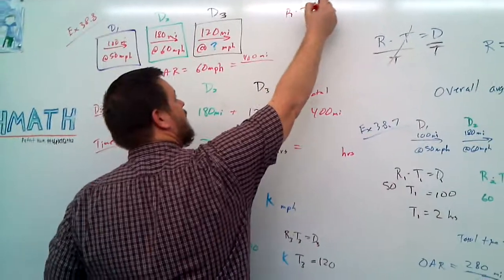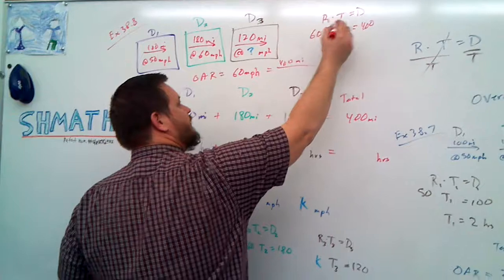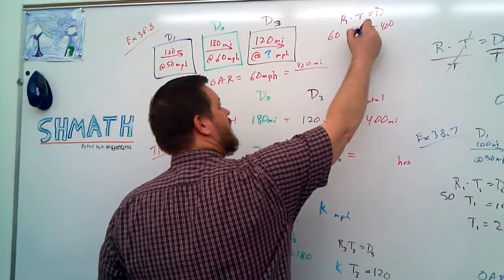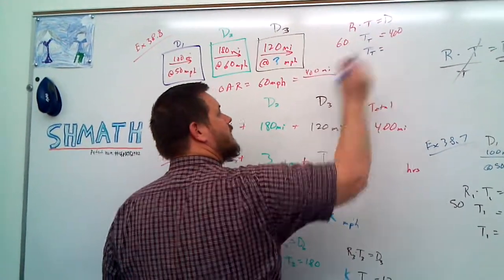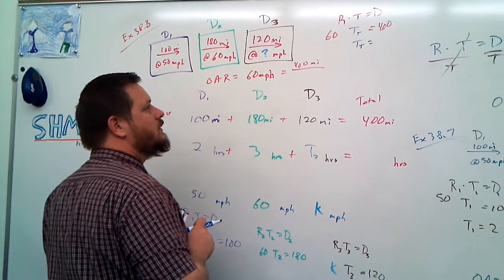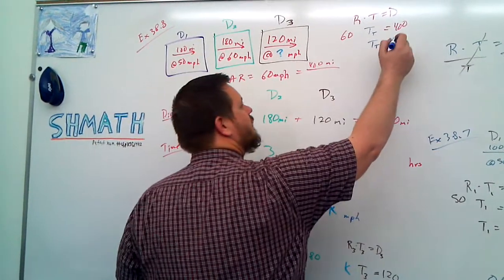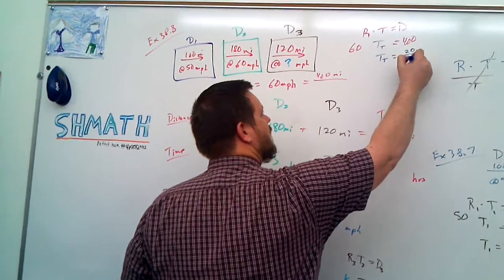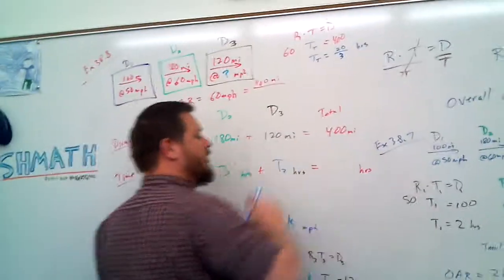Yeah. Okay, let's explore that. Rate times time equals distance. The overall average rate is 60, and the distance is 400. What do we plug in for the time? T. I'll call it T sub T for total. So what's the total time? It doesn't come out evenly. I'm guessing 6.6, or 20 over 3. So the total time is 20 over 3 hours.